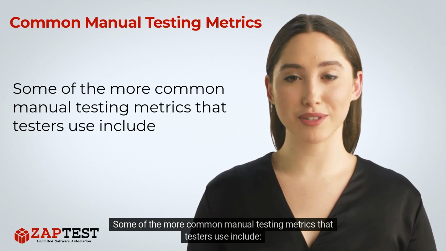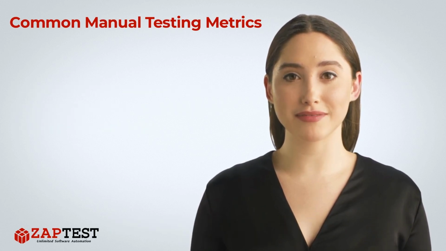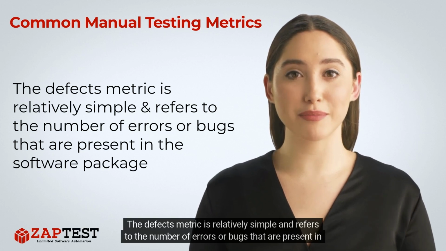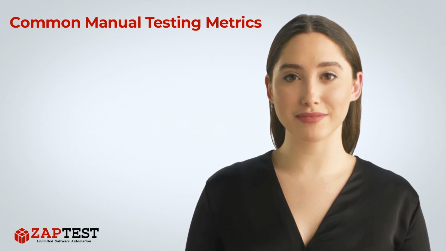Some of the more common manual testing metrics that testers use include: 1. Defects. The defects metric is relatively simple and refers to the number of errors or bugs that are present in the software package. 2. Defects per test hour.